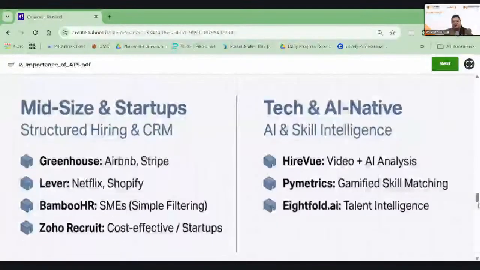Now I'm just showing you some of the ATS tools which are available in the market as well. HireVue is one of them. Parametrics is one of them. Eightfold AI is one of them, right? So these are some of the AI software available in the market. However, other than the Fortune 500 companies that I talked about in the beginning, we have Airbnb, Netflix, Shopify, and even Zoho Recruit also has ATS as a part of the system.